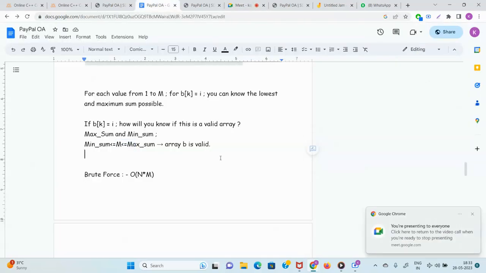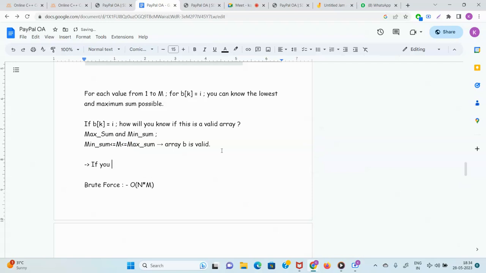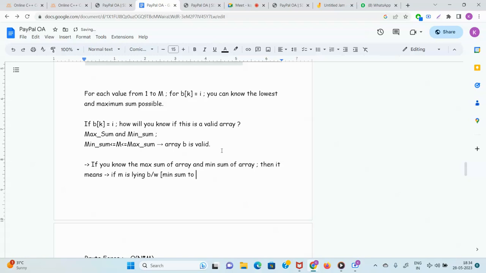So guys, what is the most important observation? If you know the max sum of the array and the min sum of the array, if you know these two things, it simply means one thing. It means if m is lying between min sum and max sum, then it is valid.